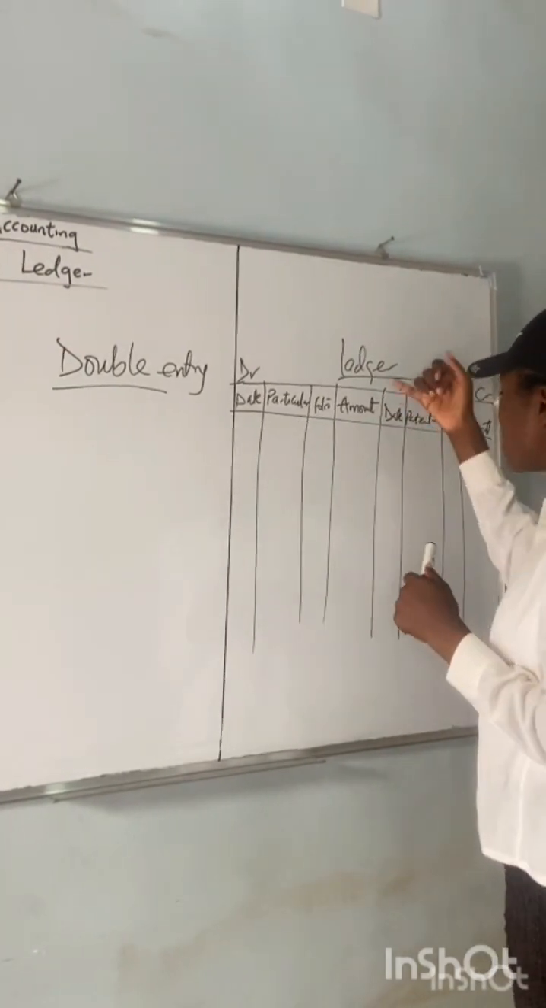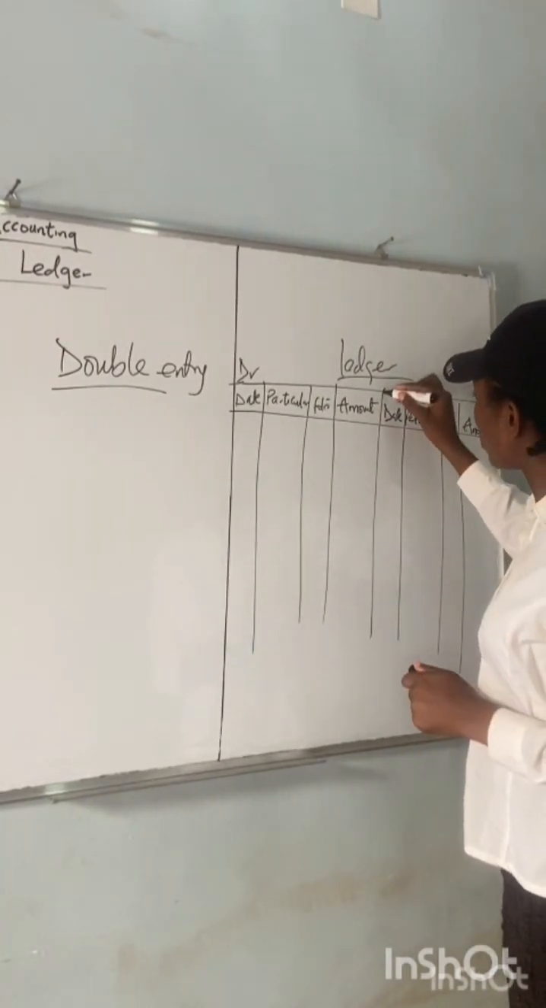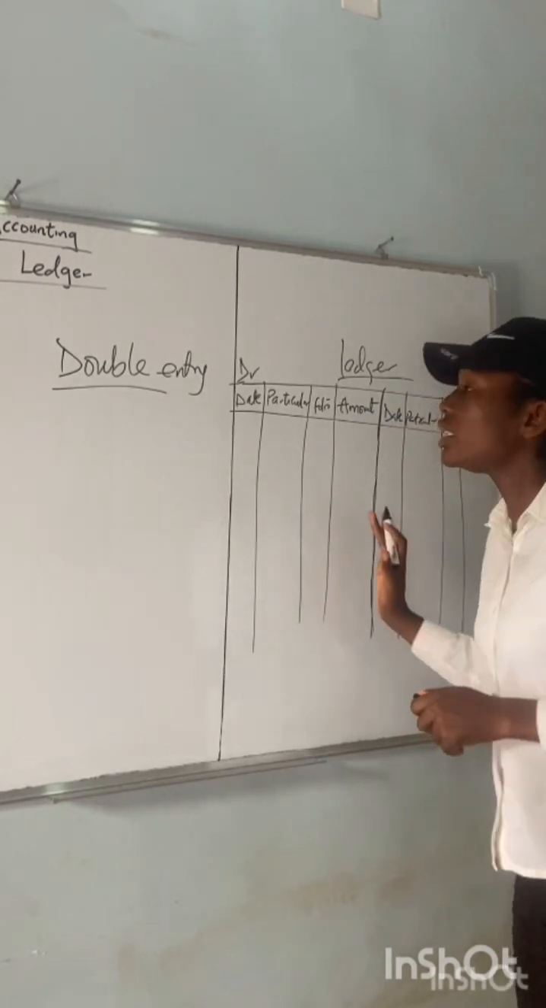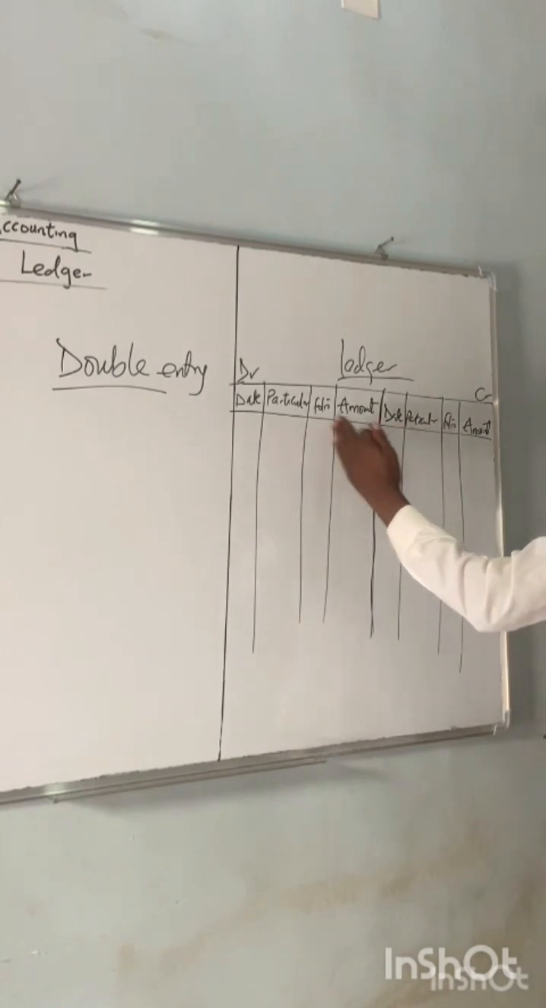Now we can see that there is a divider. This is what we call a divider. The central line is our divider. It separates our debit side from our credit side.